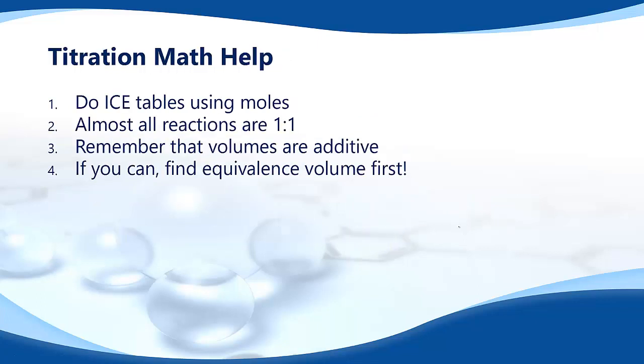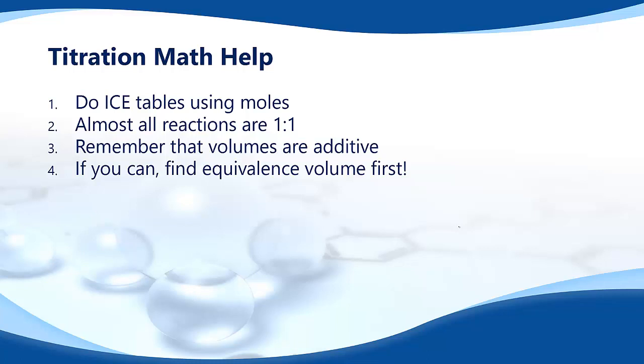And before we get into that, just some general helpful information. So keep in mind that ice tables are going to be fairly helpful for you to do this. You can do an ice table either in concentration, which you want to do for equilibrium or pH purposes, or you can do it in moles and turn that into concentration by dividing by volume. The second thing to keep in mind, almost every reaction we're going to work with is going to be a 1-to-1 reaction, so the stoichiometry should be fairly straightforward.